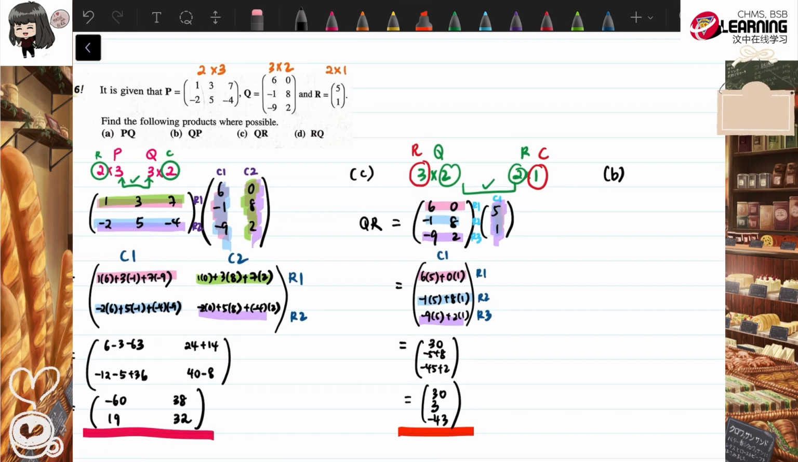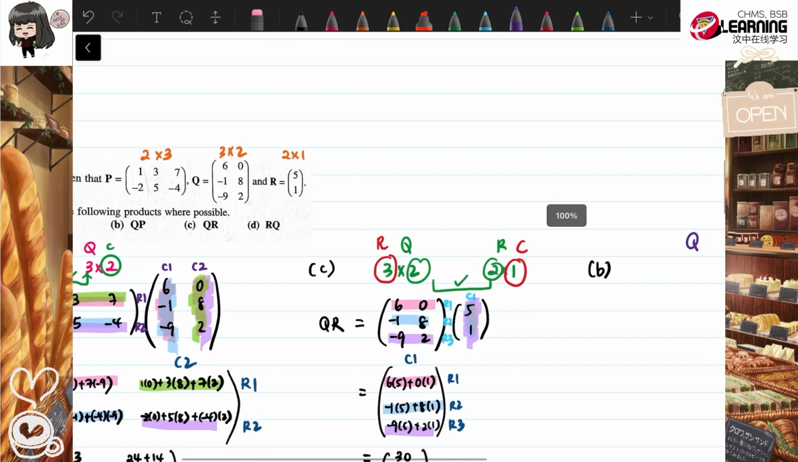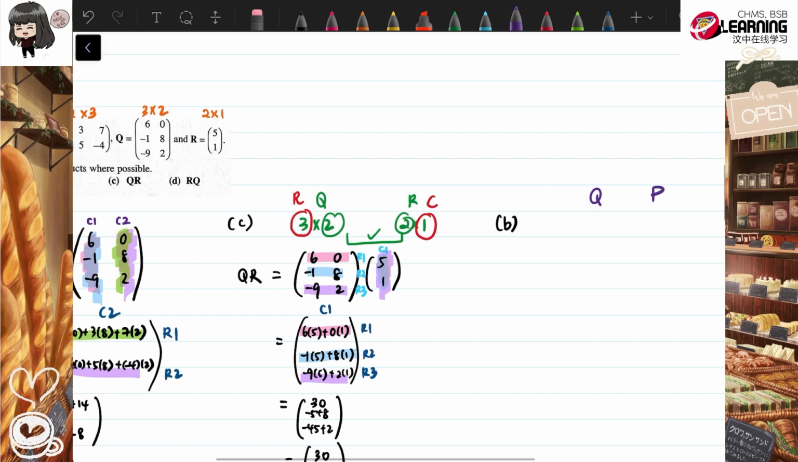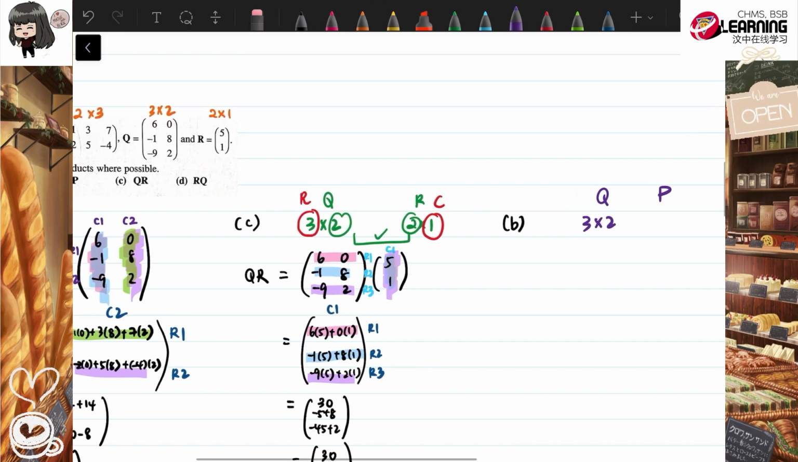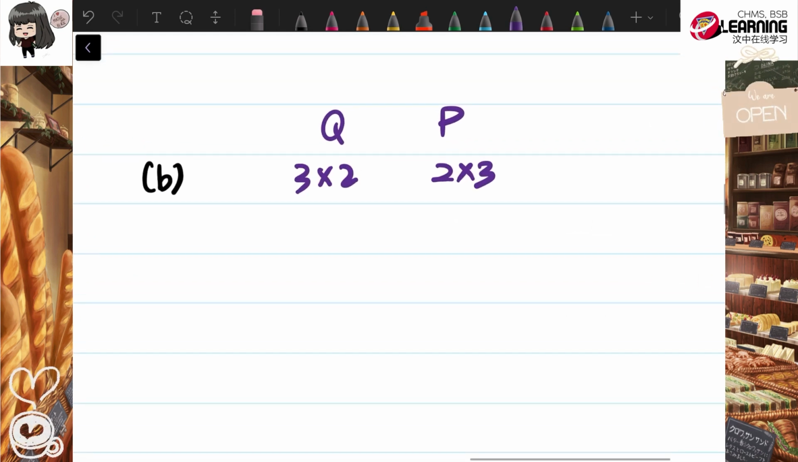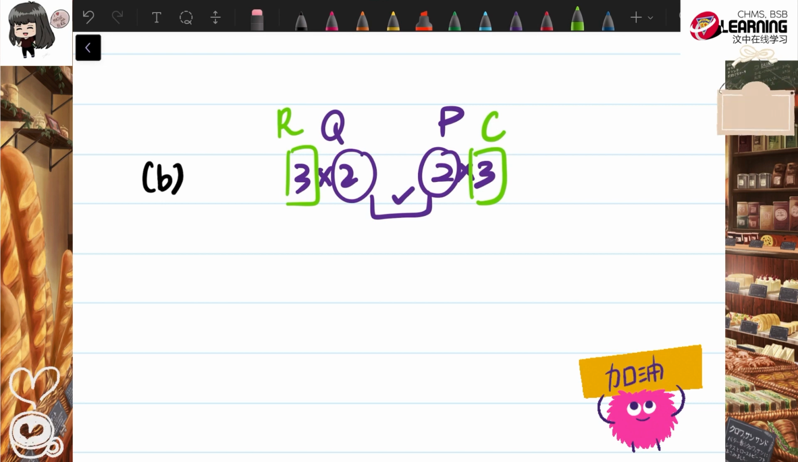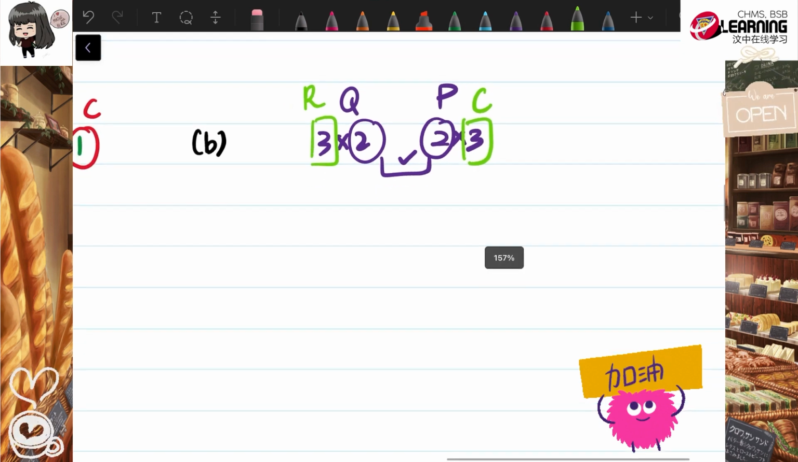B is Q times P. Now, if we have matrix Q times matrix P, always look at the order first. Matrix Q is 3 by 2. Matrix P is 2 by 3. See if you can multiply them or not. These two are the same, equal, which means we can multiply. Now we look at the outer two numbers. This will be the final product, which is 3 rows and 3 columns, 3 by 3. Oh, 3 by 3 is quite big.